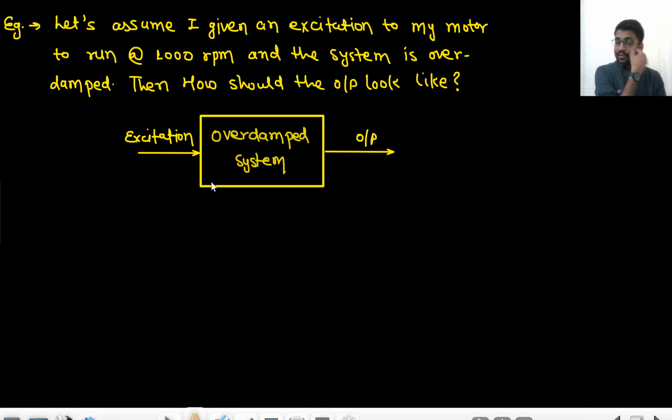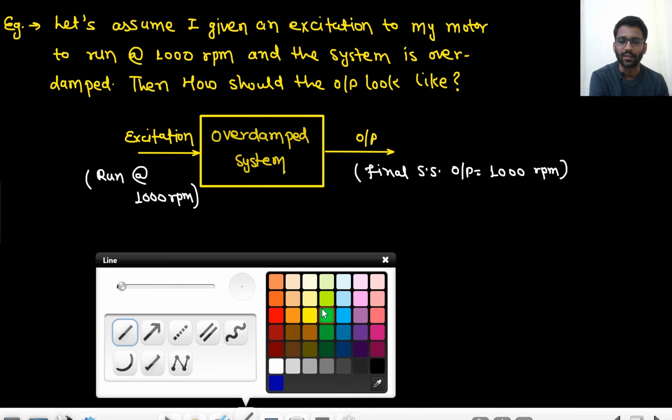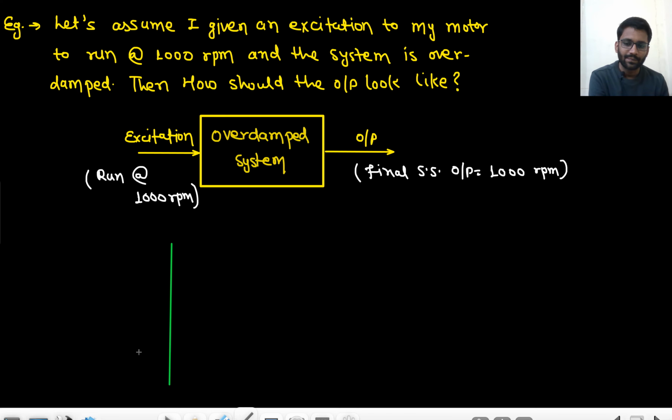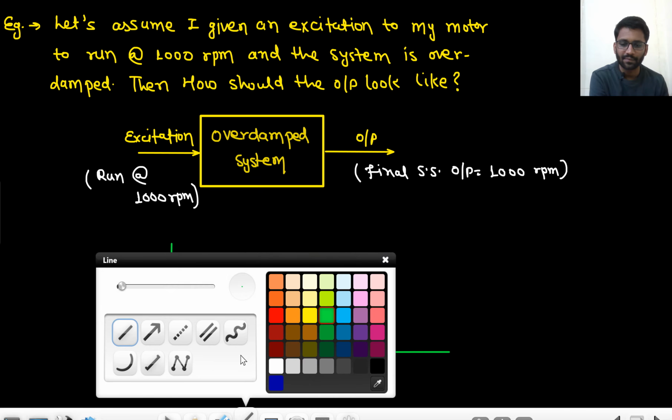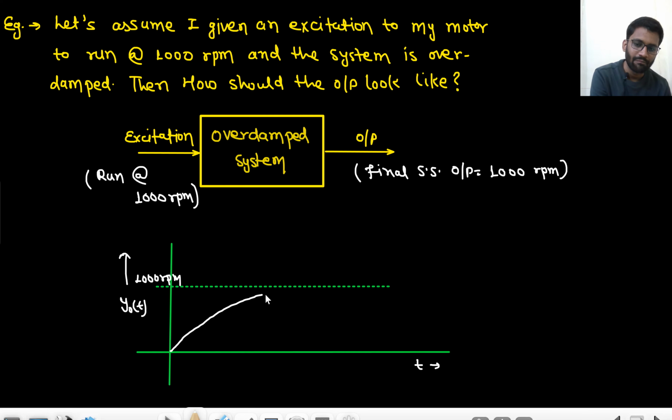Now the same example: we are asking the motor to run at 1000 rpm. Our final output will be 1000 rpm. The final steady state output will be 1000 rpm. So how will the response look? Minus t, this is 1000 rpm. The response will be slower, right? A slower response.